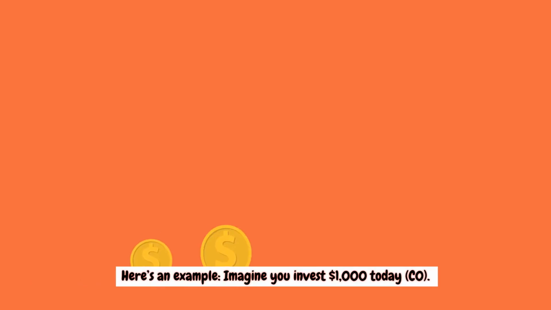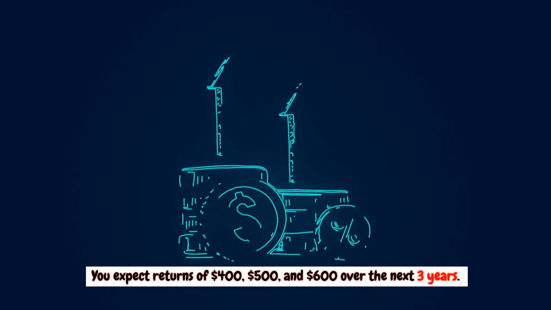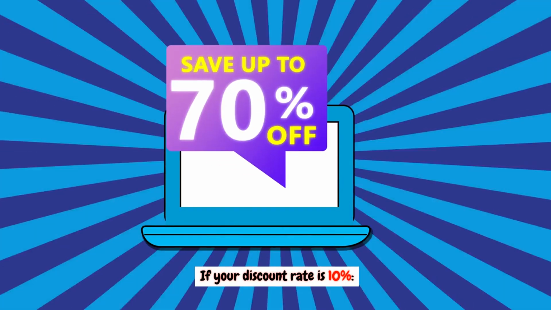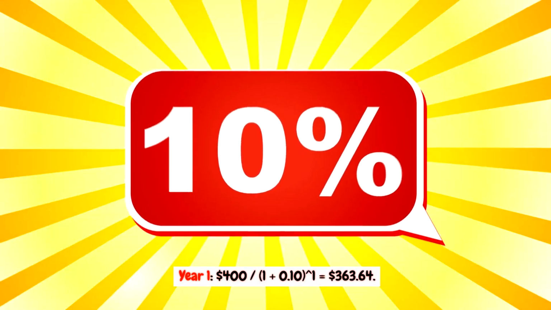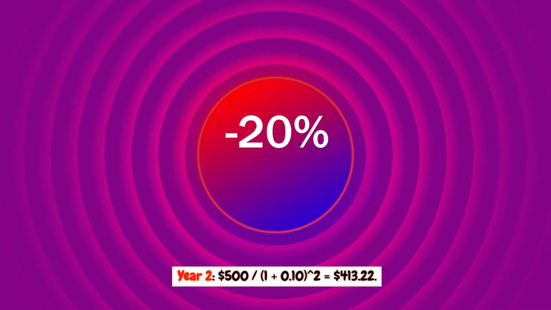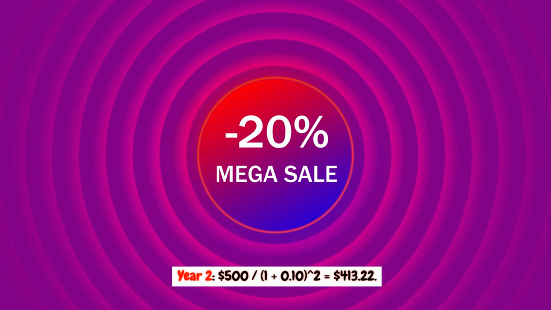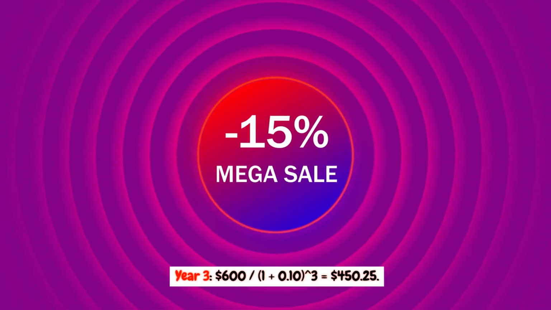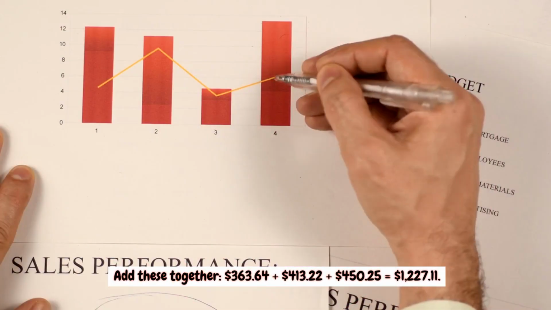Here's an example. Imagine you invest $1,000 today, C0. You expect returns of $400, $500, and $600 over the next 3 years. If your discount rate is 10%, year 1, $400 over 1 plus 0.10, caret 1 equals $363.64. Year 2, $500 over 1 plus 0.10, squared equals $413.22. Year 3, $600 over 1 plus 0.10, cubed equals $450.25.